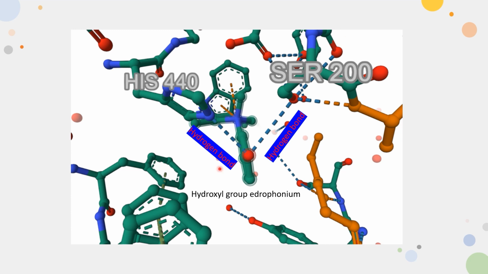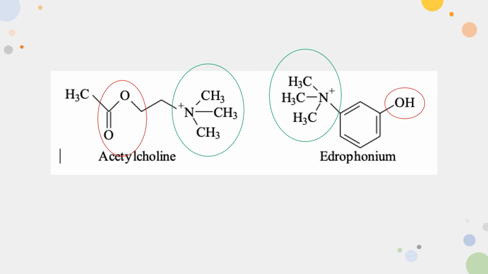There is a difference of bindings to that of acetylcholine, as there are hydrogen bonds of the hydroxyl of edrophonium to histidine and serine. Here we have a reason why edrophonium is used to treat acetylcholine-related disorders.